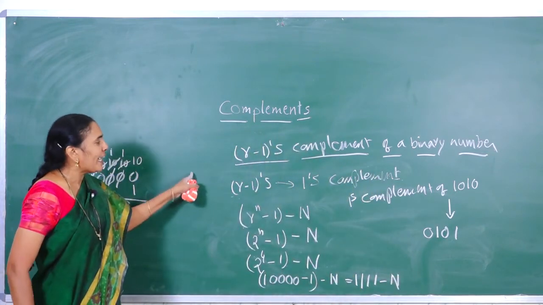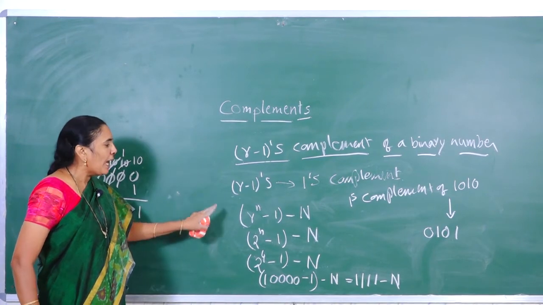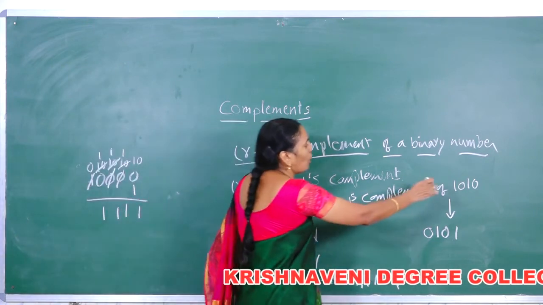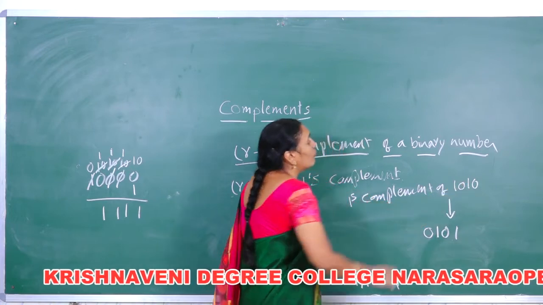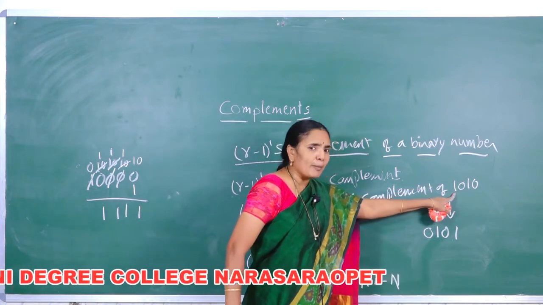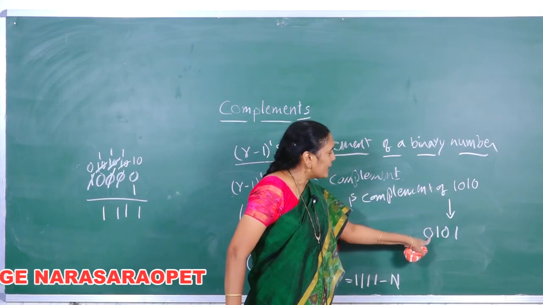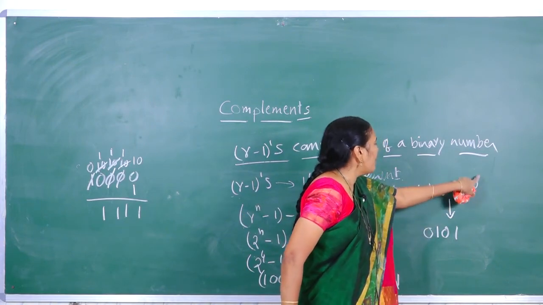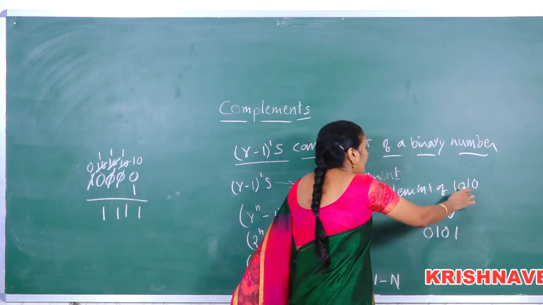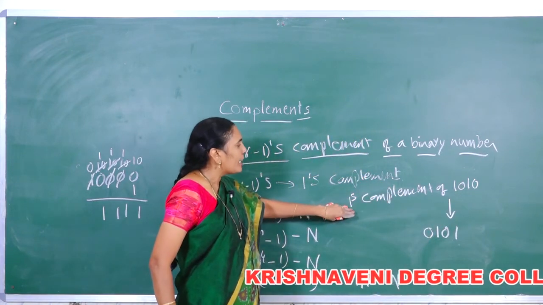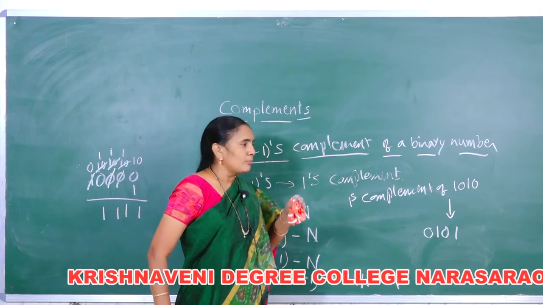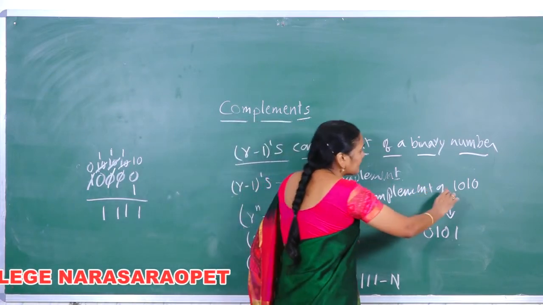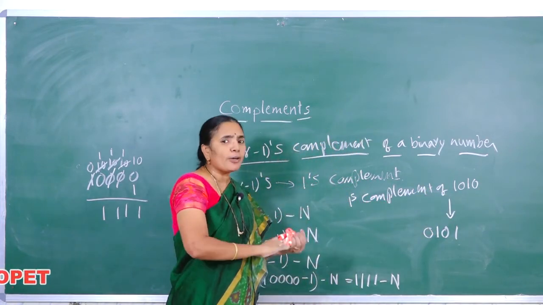So when I want to get the 1's complement of a given number, I have to subtract each individual digit of that binary number from 1. So let us see how to find the 1's complement of 1010. Each digit of this number is to be subtracted from 1. 1 minus 1 is 0, 1 minus 0 is 1, 1 minus 1 is 0, 1 minus 0 is 1. So the 1's complement of the given number is obtained by subtracting each individual digit from 1. The simplest formula that you can remember is simply interchange 1 to 0 and 0 to 1.